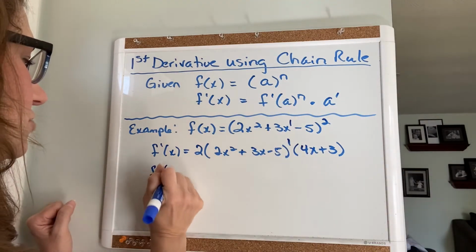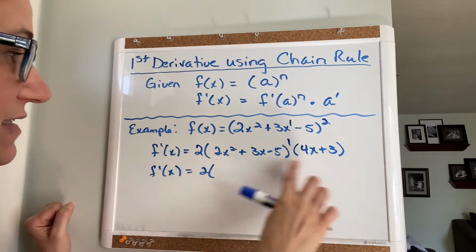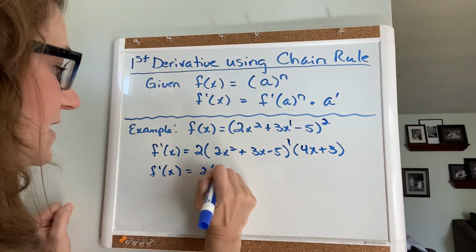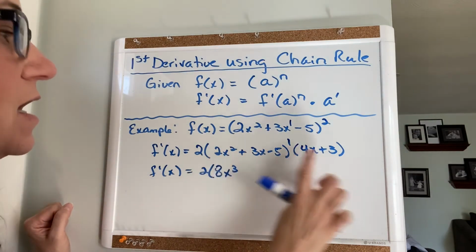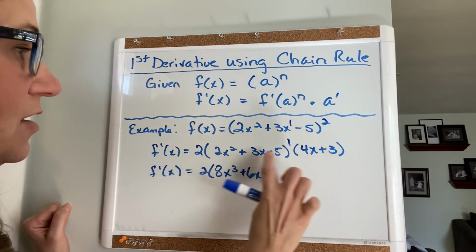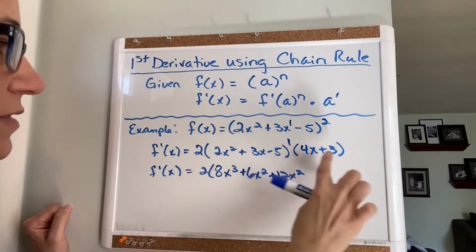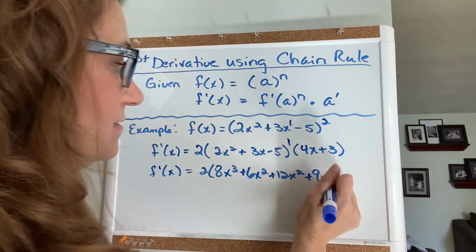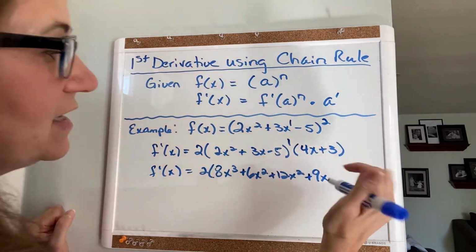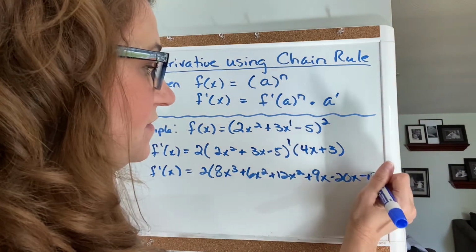So your first derivative is 2 times, and then I'm going to FOIL this out. 2x squared times 4x is 8x to the third. 2x squared times 3 is 6x squared. 3x times 4x is 12x squared. 3x times 3 is 9x. Negative 5 times 4x is negative 20x, and negative 5 times 3 is negative 15.